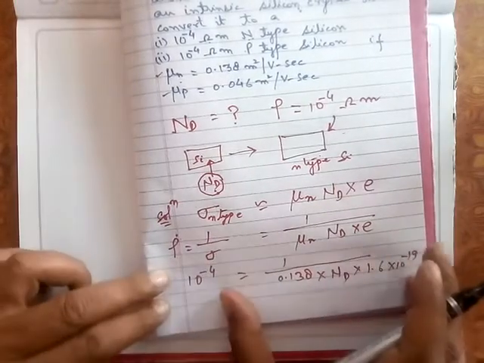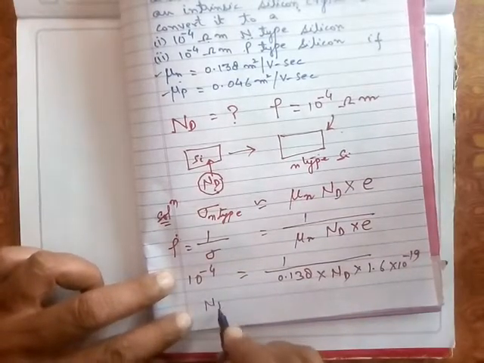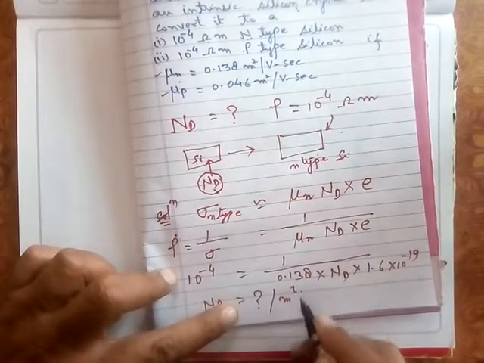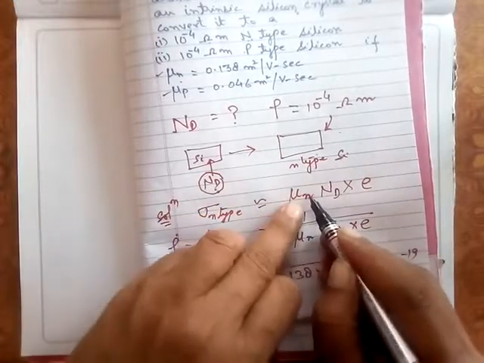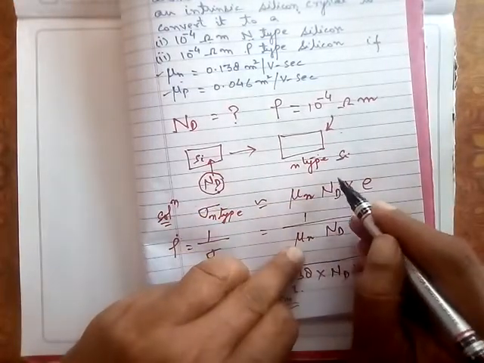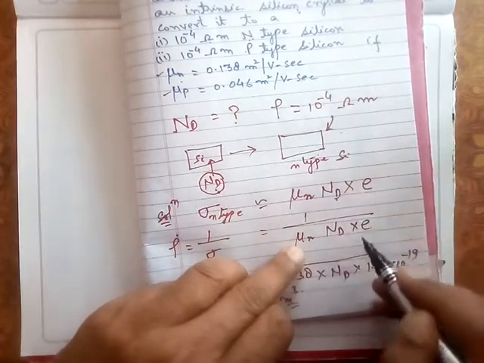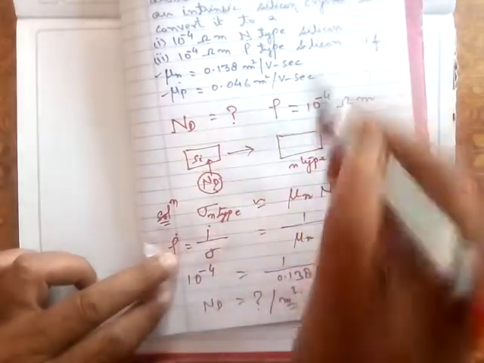And if you simply solve this, you will find the value of Nd. I want you to calculate the value of this Nd, this much per meter cube. So sigma is equal to mu Ne. In place of mu is mu n, in place of n, the number of electrons, the number of charges will be approximately equal to the donor concentration into E. So this is the conductivity, but resistivity is given to you.